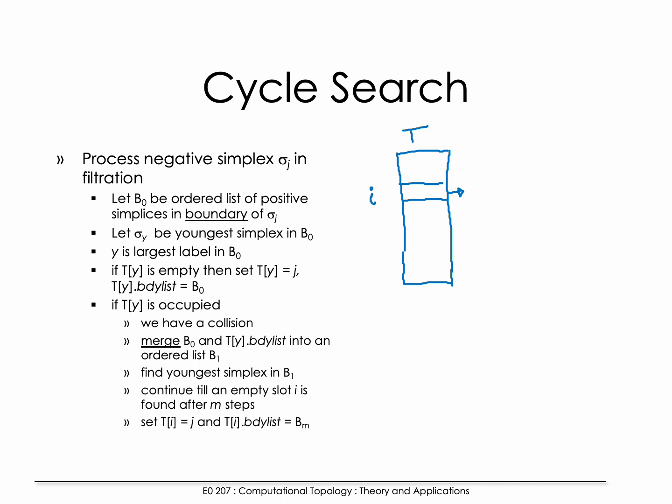Now let's see what happens when you insert a negative simplex. The cycle search algorithm does essentially nothing when you encounter a positive simplex, because the positive simplex simply creates a cycle, so there is nothing to pair it with. The simplex that destroys the cycle comes later, so essentially you have to process all the negative simplices. So let's consider again the same sigma j as the negative simplex, and I would like to use a concrete example to go through this exercise.